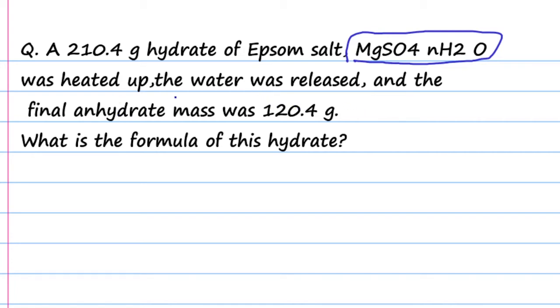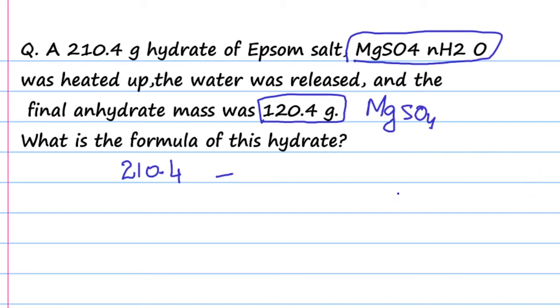So take the mass of the hydrated salt, that is 210.4, and subtract the mass of the anhydrous salt. After heating this compound, we get the mass of anhydrous MgSO4, without water. So the mass of anhydrous salt is 120.4. We subtract this value to get the mass of water. After subtracting these values, we get 90 gram of water.